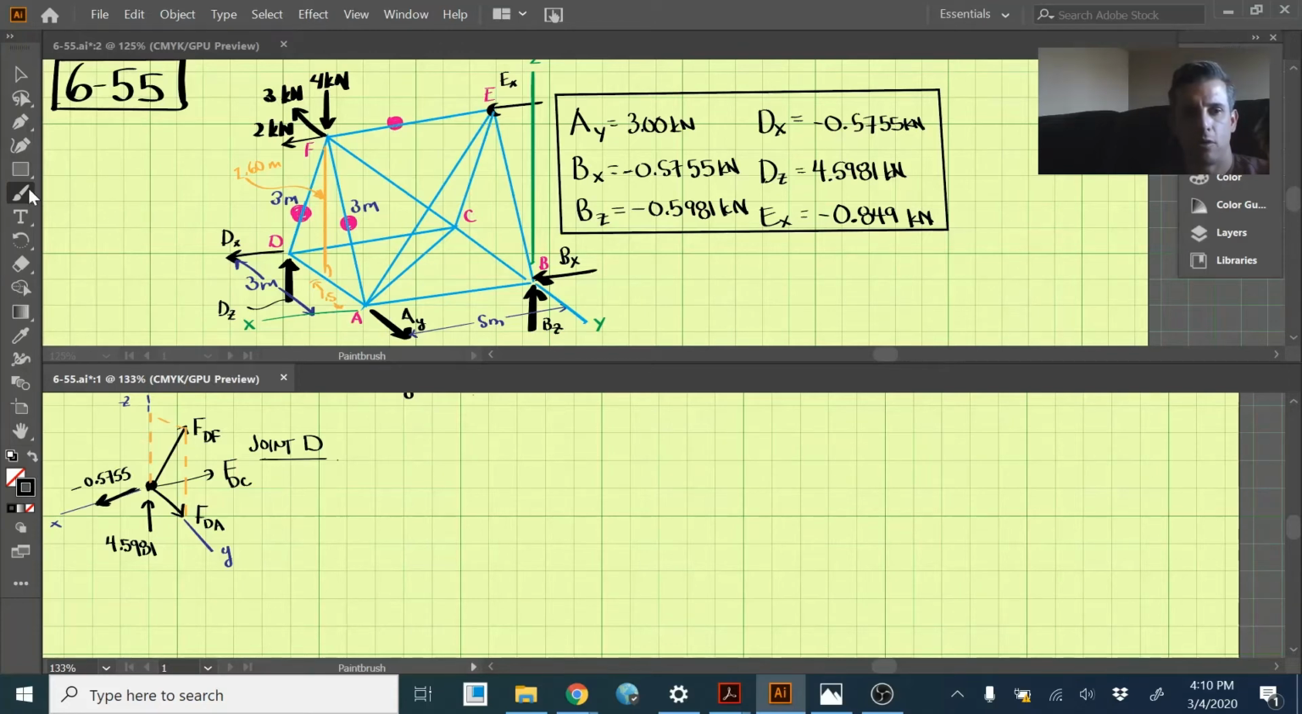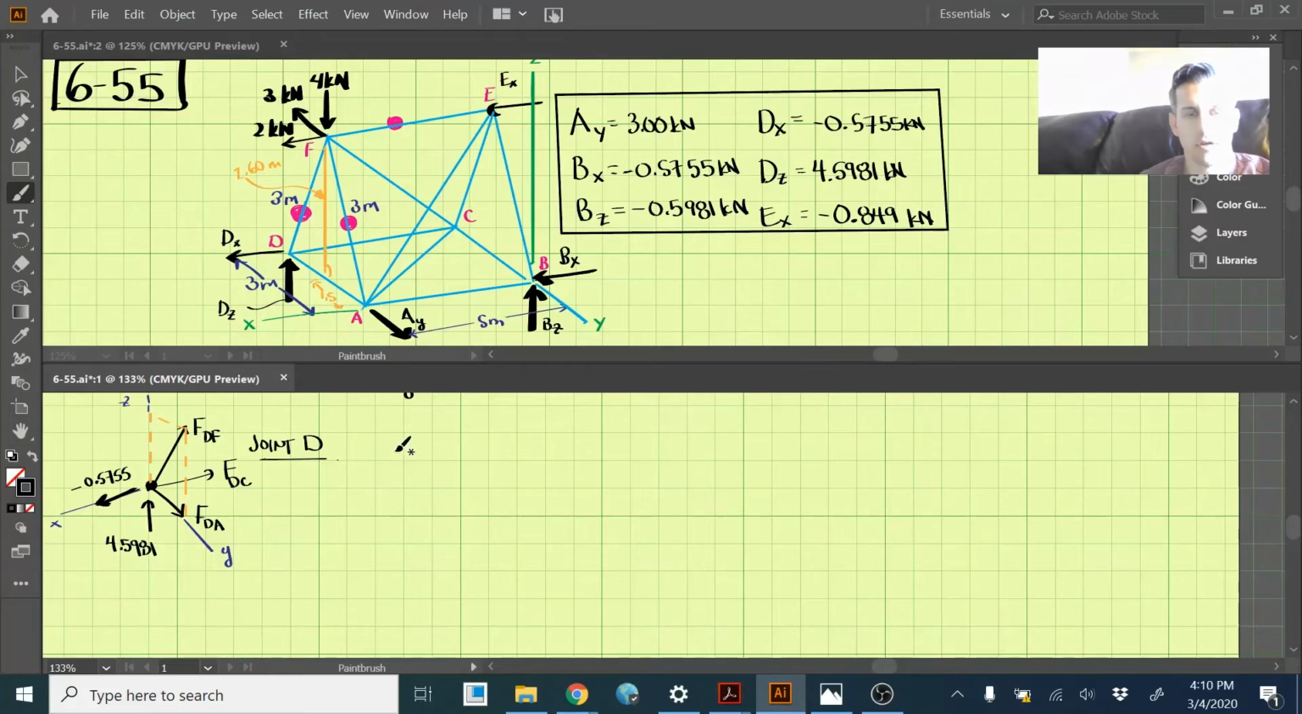So we're going to proceed to do the method of joints to solve for these. Now I'm going to start at point D, and then once we have point D, we should be able to move up to point F, and point F should then solve the rest of the problem for us. So let's start at joint D, and hopefully we can find this force FDF here.